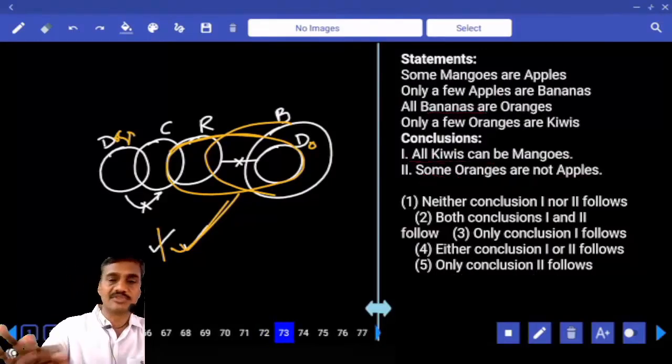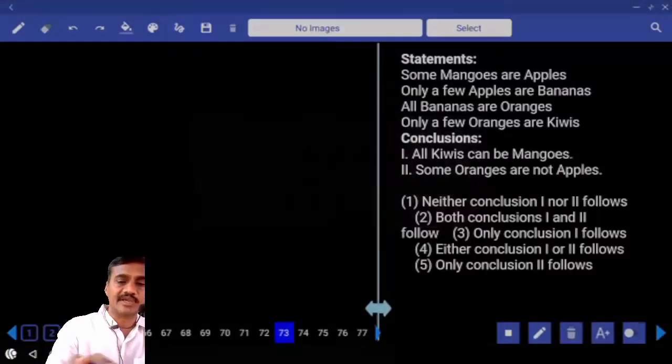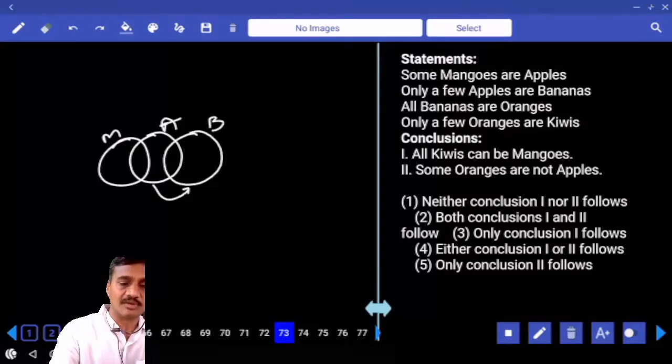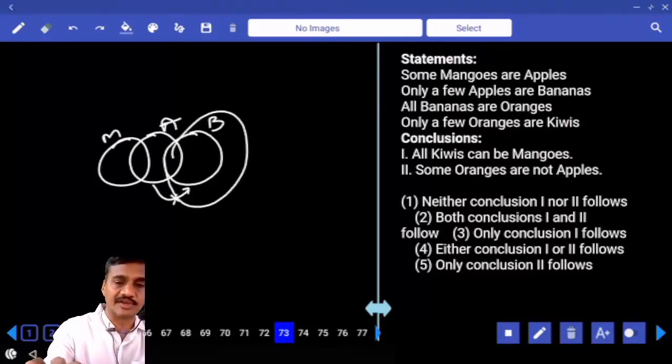Now in this one, some of the mangoes are apples. Some mangoes are apples. These are the mangoes that are apples. Mango and apple. And only a few apples are bananas. Only some apples are bananas, but not all. And in the same way, all these bananas are what? All bananas are orange. And next one, only a few oranges are kiwis. Only some oranges are kiwis, but not all.